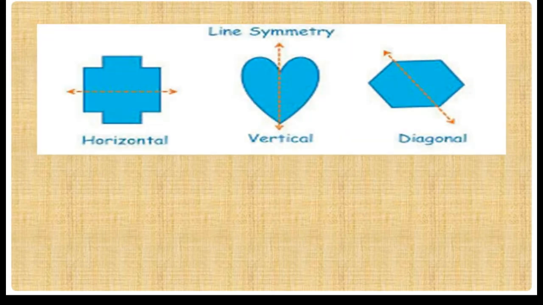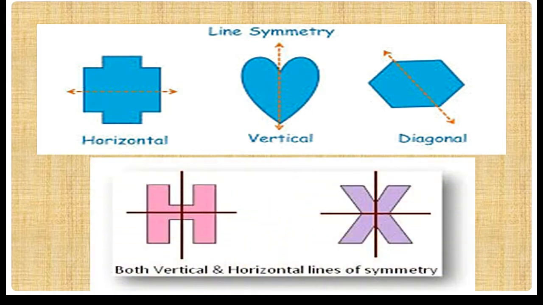Let's see some examples where I have shown the line of symmetry with dotted lines. The first figure has a horizontal line of symmetry. The second figure has a vertical line of symmetry. The third figure shows a diagonal line of symmetry. Some figures may have more than one line of symmetry, for example the letter H, which shows a vertical and a horizontal line of symmetry. The letter X again has a vertical and a horizontal line of symmetry.